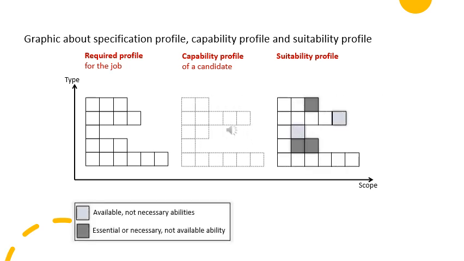This slide shows that you first identify the required profile for the job. This is what we said about the job specification. Then you analyze the capability profile of the candidate, what he is capable of doing. And then at the end, you compare these two things and identify a suitability profile, which indicates clearly what is available but not necessary, and what is essential or necessary but not available.